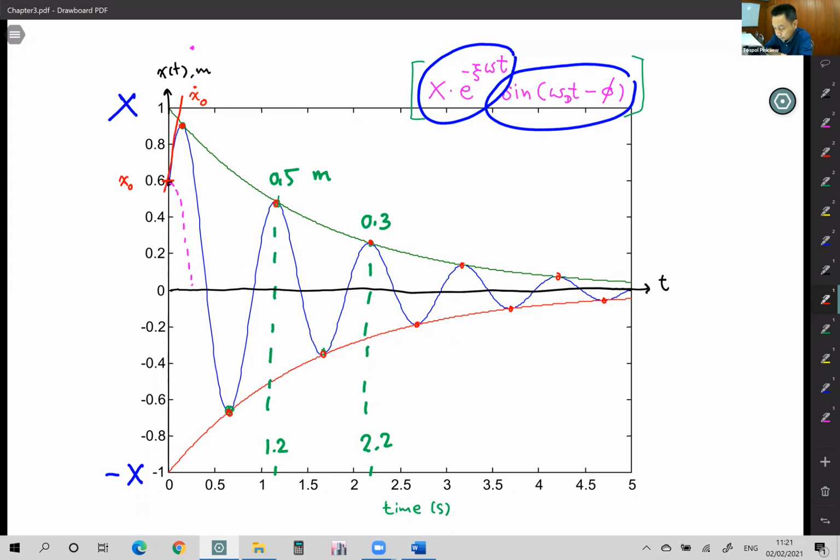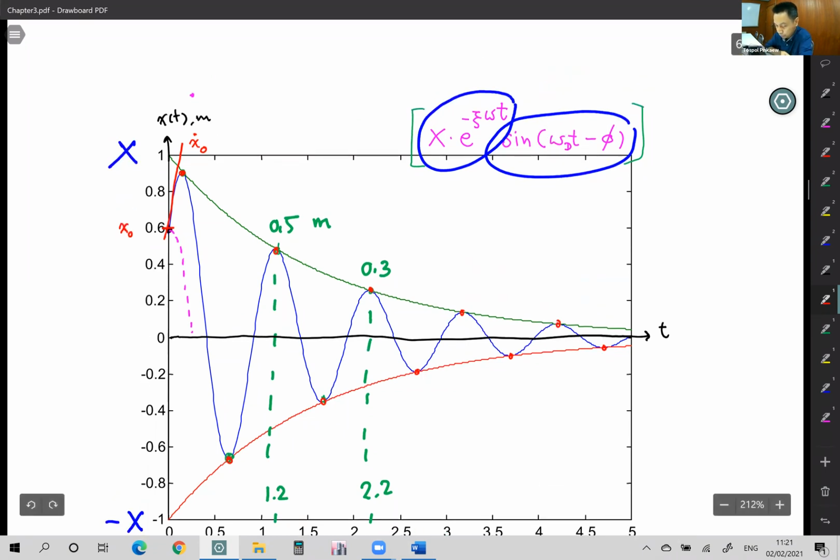Okay, this is the plotting of one example when we introduce the initial velocity and the initial displacement to the system without any force. Remember, this is a free vibration. You never apply the force. You apply only the initial conditions.